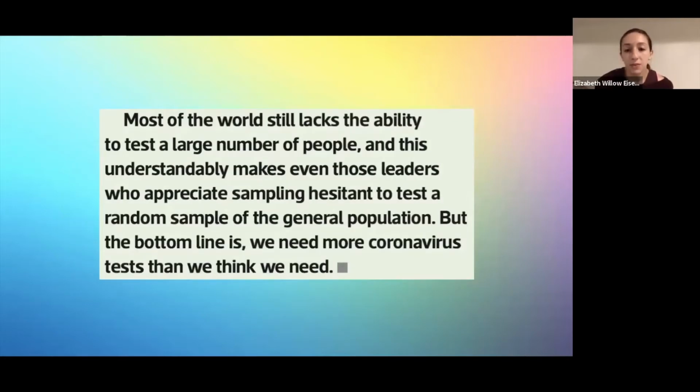So one reason for that is that the world still lacks the ability to test a large number of people. Tests are not in great supply. And then also a lot of leaders maybe don't value what a simple random sample is and what kind of meaning that would have and how that might really help to make policy decisions and really help our understanding of what's going on. So bottom line of this little article is just that we need more coronavirus tests than we think we need.